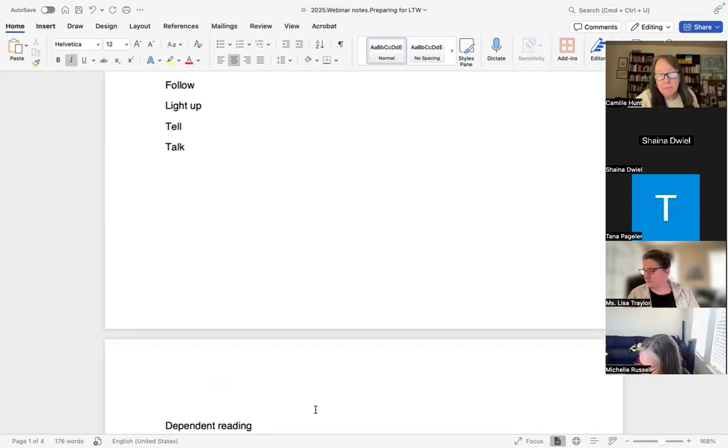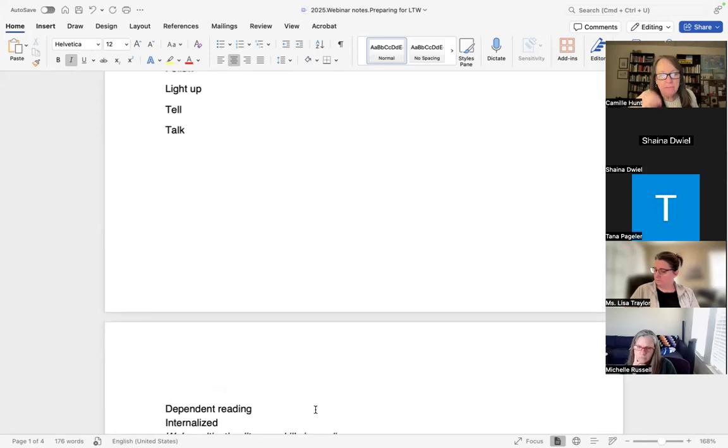But so they're dependent on you for that. But they are, in a sense, in their minds, they are reading. They are taking in the story, they're understanding it, they're thinking about it. So this is dependent reading. And that's one step in getting them to be reading independently. So our goal is to move them from dependent reading to independent reading.